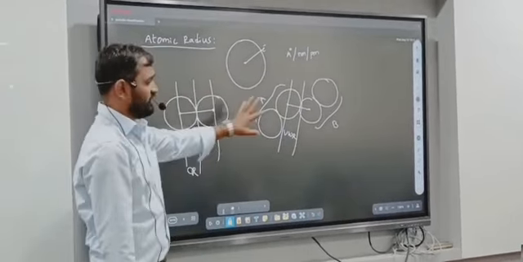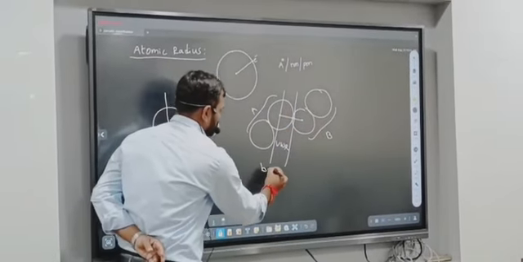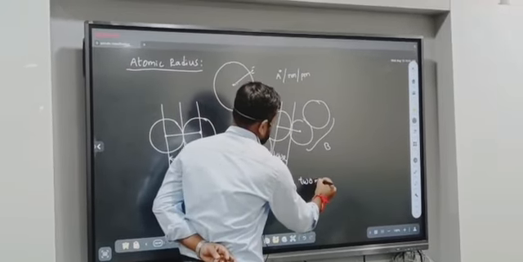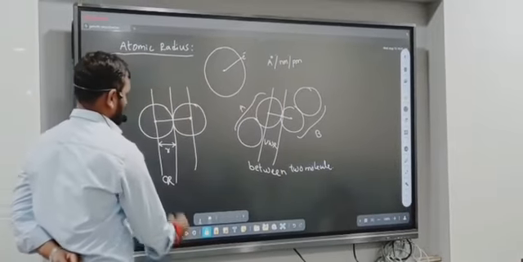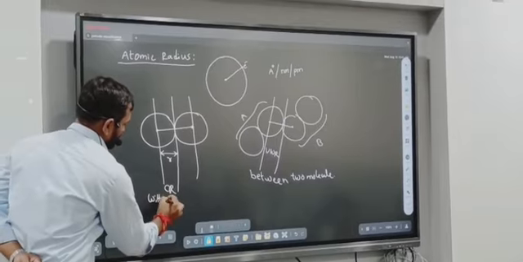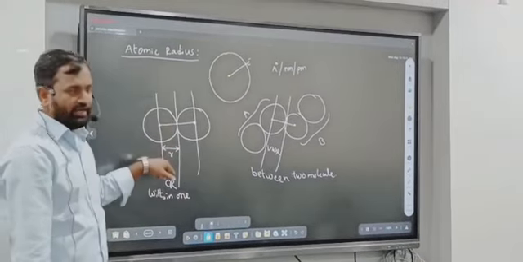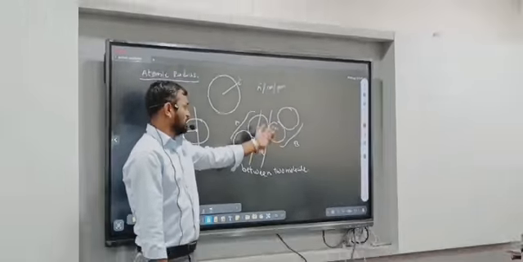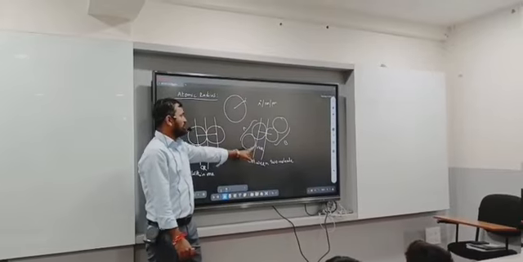The distance between two atoms of different molecules, between two molecules, is the van der Waals case. Within one molecule, half of the internuclear distance is known as covalent radius. Between two molecules, half of the internuclear distance between the two atoms of different molecules, A and B, is the van der Waals radius.